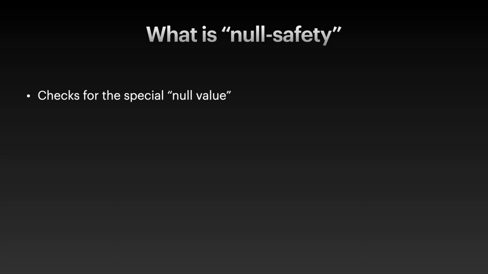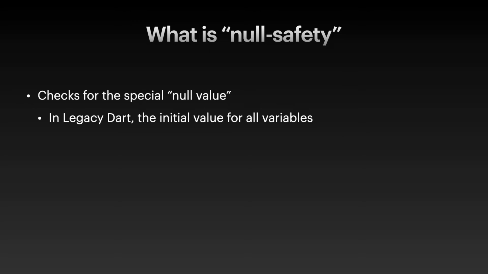And what it means is that we can have an initial value for all the variables, at least in legacy Dart, an initial value for all the variables that is not the same as anything else. So a bool would have a null value in it that was neither true nor false. So that's the legacy use of it.